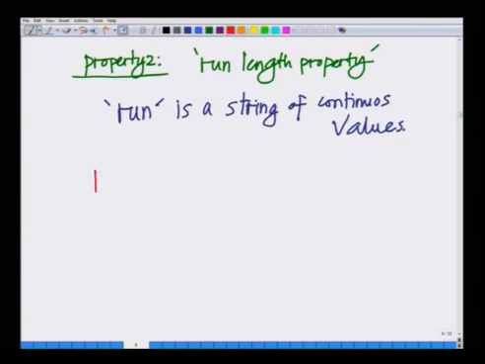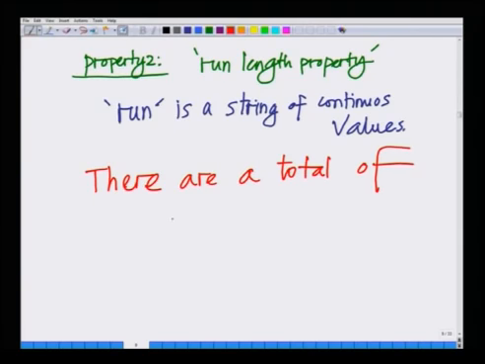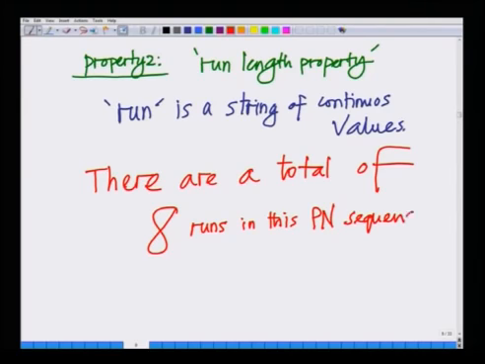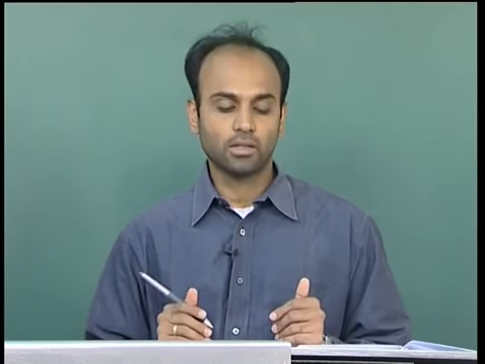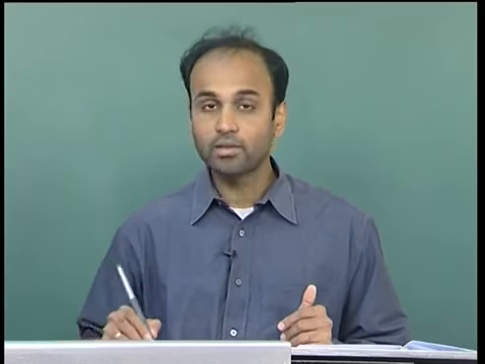So, let me write that there are a total of 8 runs in this PN sequence. The number of runs, a run is a continuous string of values. We counted the number of runs in this PN sequence and we are saying that there are a total of 8 runs. Now, let us look further at these runs.